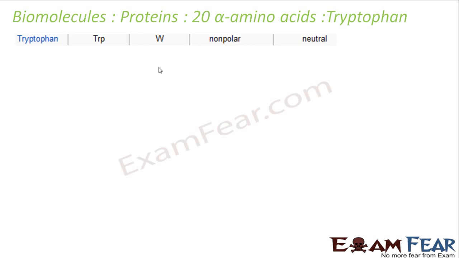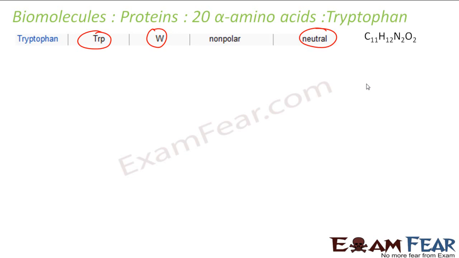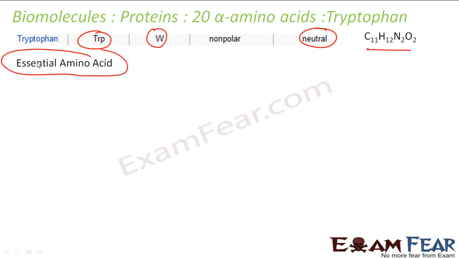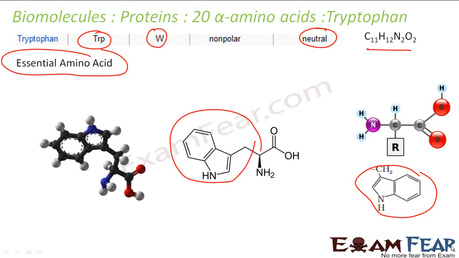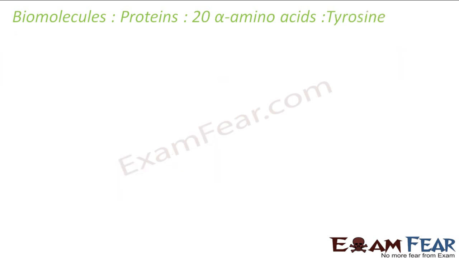The next is tryptophan. TRP is the three letter, W is the single letter. This is again a neutral compound. C11H12N2O2 is the molecular formula. Essential amino acid. This is the structure. If you compare this with the general structure, this is the R. This was found in 1901 by Frederick Hopkins by hydrolysis of casein. It is found in chocolates, oats, dates, milk, yogurt, cottage cheese, red meat, egg, fish and bananas.